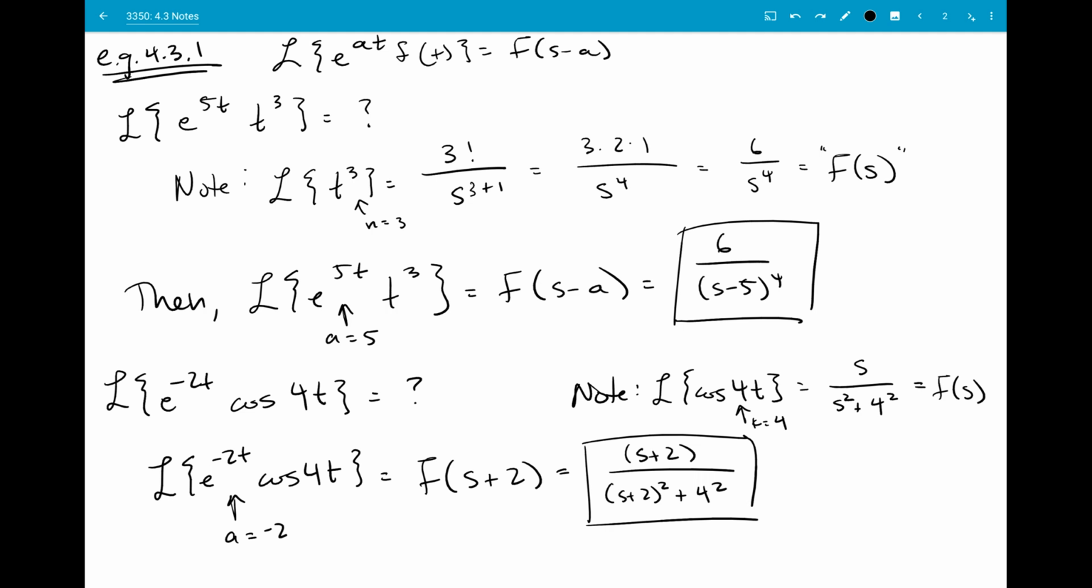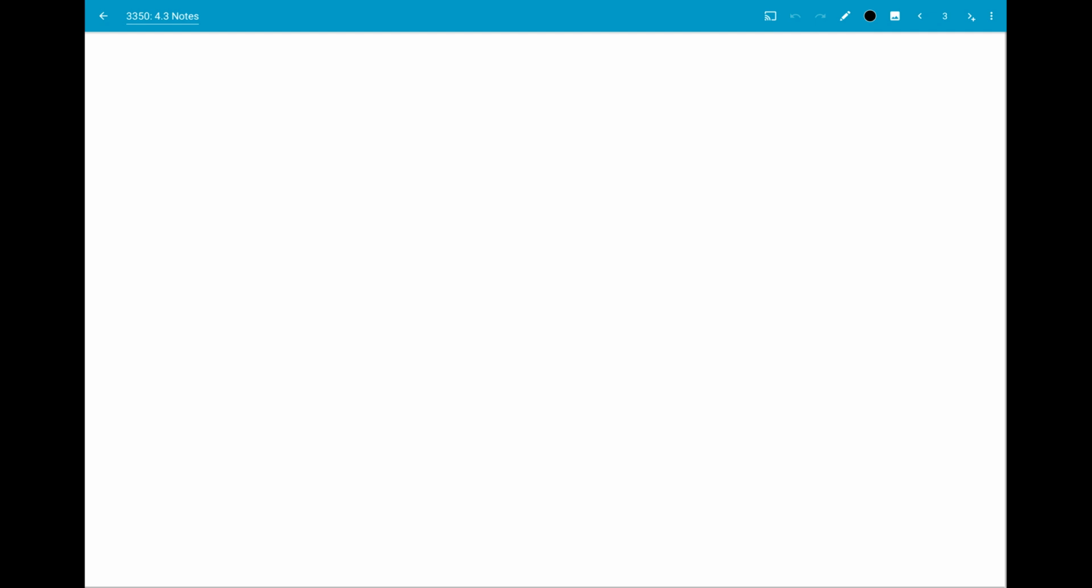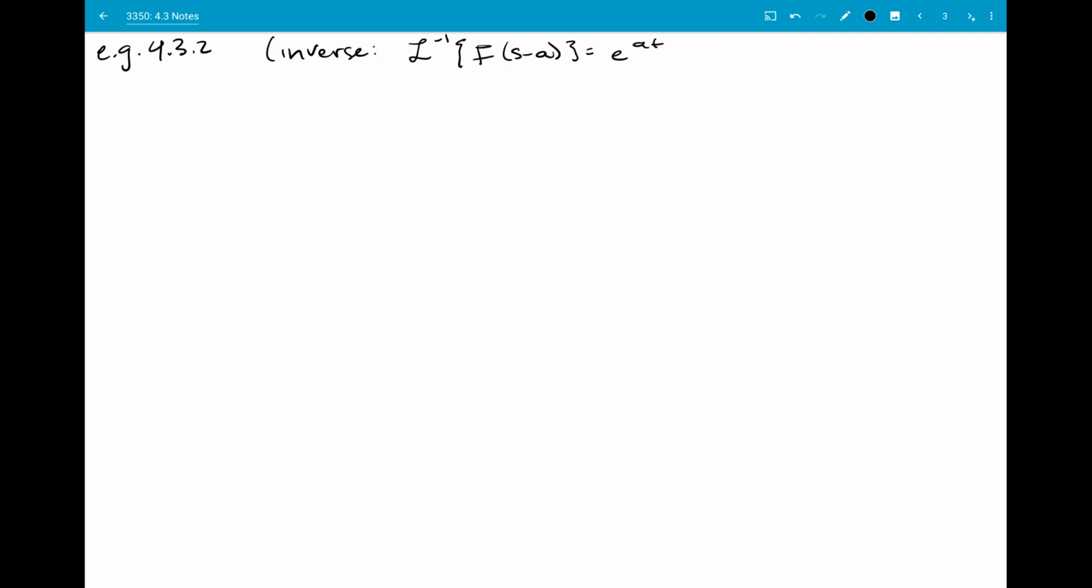Let's see, we're at 4 minutes. We can go ahead and work with the inverse in the same video. So this is going to be another example, 4.3.2. And we're just thinking about the inverse of the property we just talked about. So instead of L of e to the at f of t equals f of s minus a, we're thinking about L inverse of f of s minus a is going to give us e to the at times f of t.